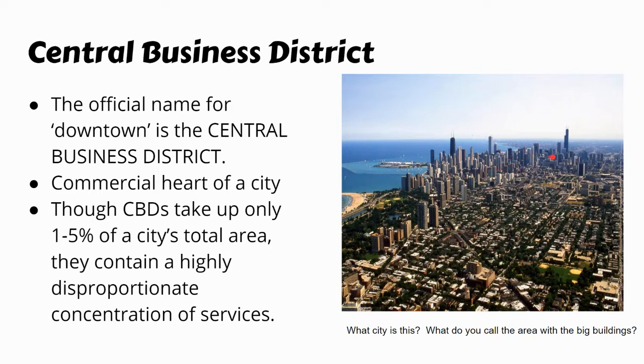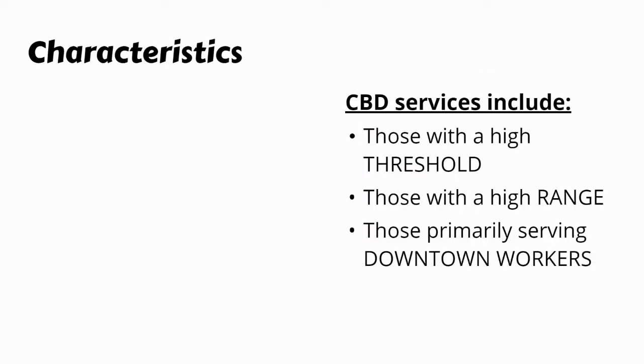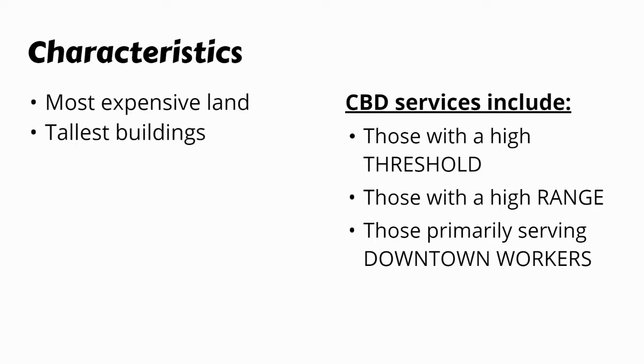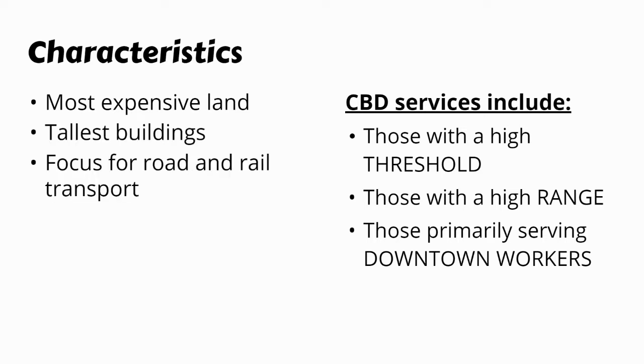So what's happening in these buildings is that people are providing a service: accounting, law, etc. Okay. So again, characteristics of CBDs. This is the area of the city that's most expensive, a little preview to bid rent in just a minute. It's the area of the city with the tallest buildings. It's the focus or the node for road and rail transport.